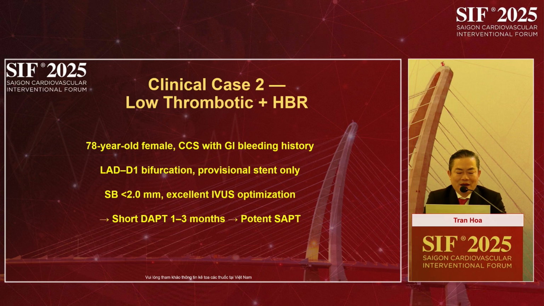On the other hand, we have a woman, 78 years old, CCS with a gastrointestinal bleeding history, and the patient has only one stent, provisional, in the LAD and diagonal, and it was very well optimized. For this patient we decided on short DAPT, and we stopped aspirin after treatment.